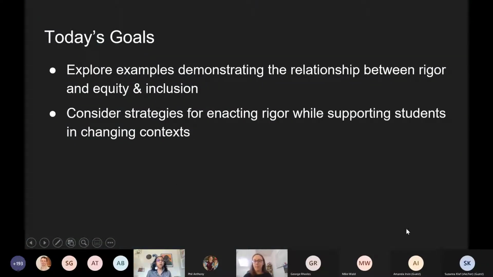So our goals are, in this very short time, to give a couple of examples demonstrating the relationship between rigor and equity and inclusion. And we're hoping to brainstorm some strategies for enacting rigor while supporting students in changing contexts, particularly this online learning environment.